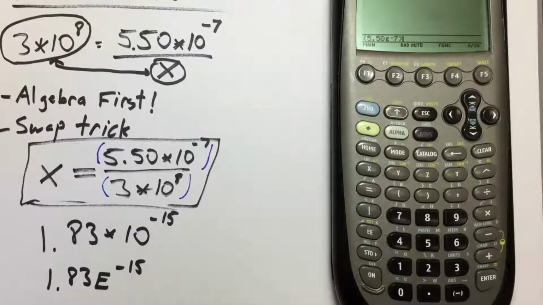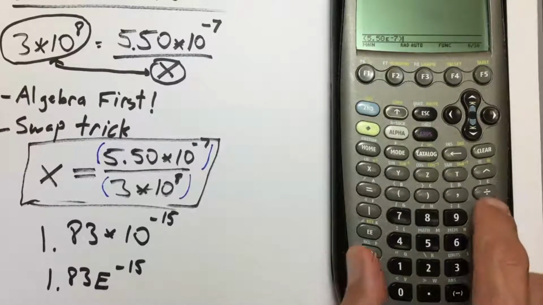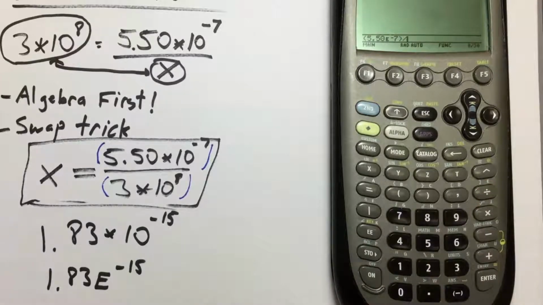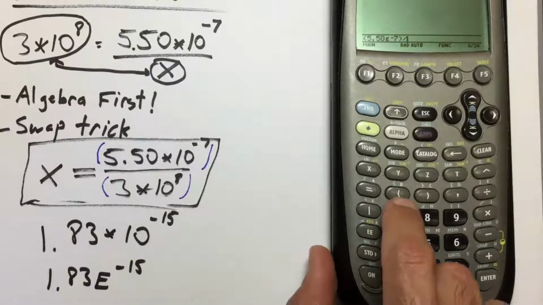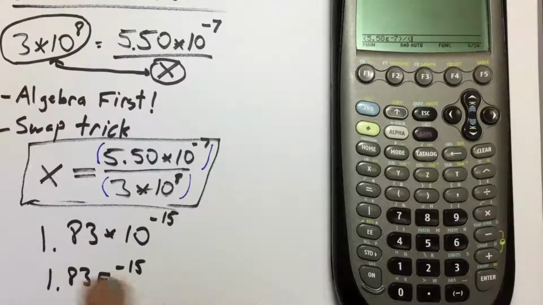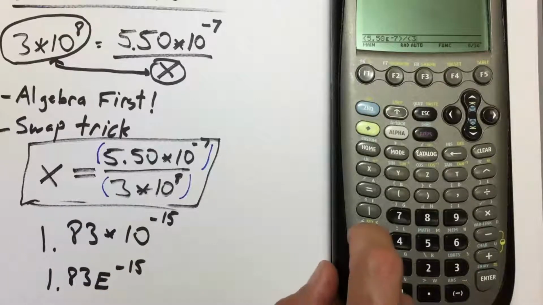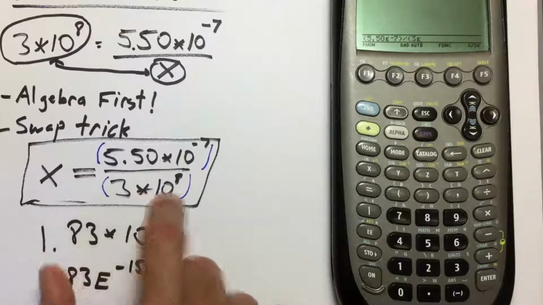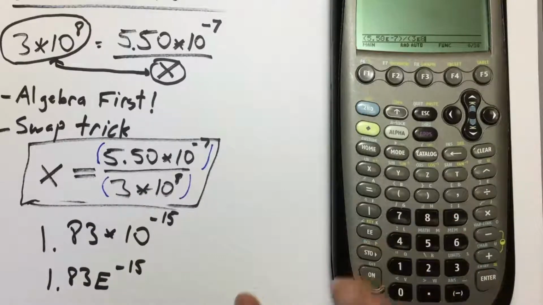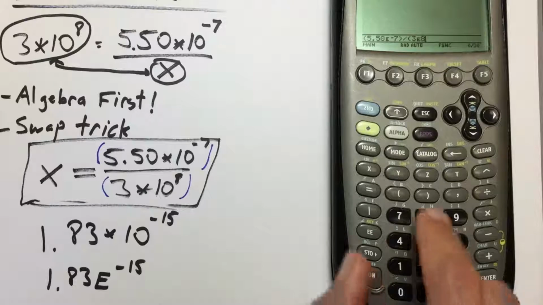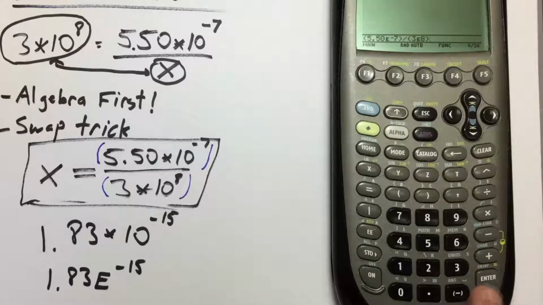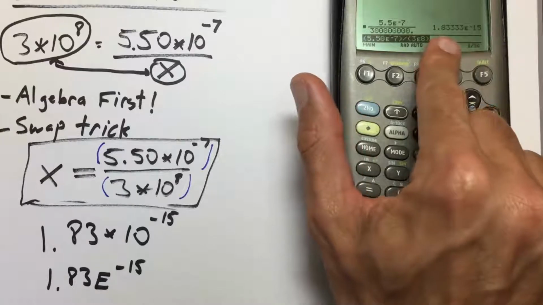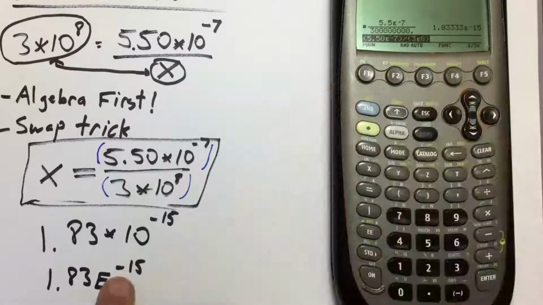That completes our numerator, so now we'll press the close parentheses key here to show the numerator is finished. Then we press the division bar to show we have a denominator coming, open the parentheses to begin the denominator, and press 3, uppercase E, that replaces the times 10, and then simply 8. Now close the parentheses to show that we're finished, and press enter. The answer we get is 1.83 E negative 15. This is exactly what we expected to get.